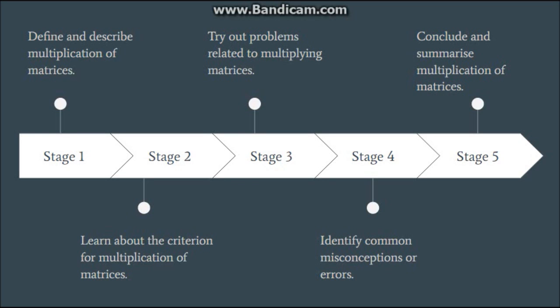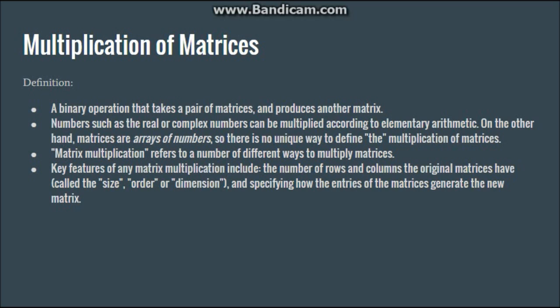So firstly, what is the definition of matrix multiplication? The definition is a very complicated one, but to put it simply, it is a binary operation that takes a pair of matrices and produces another matrix, and numbers such as the real or complex numbers can be multiplied according to elementary arithmetic. On the other hand, matrices are arrays of numbers, so there is no unique way to define the multiplication of matrices. And so matrix multiplication refers to a number of different ways to multiply matrices, and key features of any matrix multiplication include the number of rows and columns the original matrices have, called the size, order or dimension, and specifying how the entries of matrices generate the new matrix.